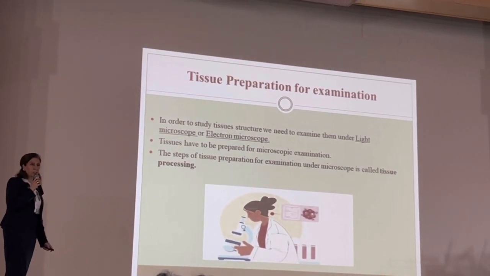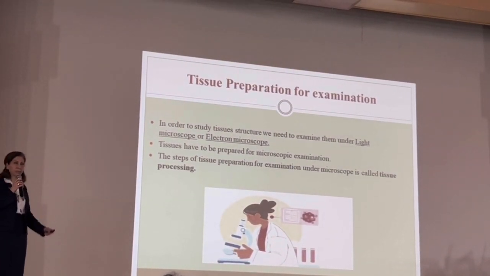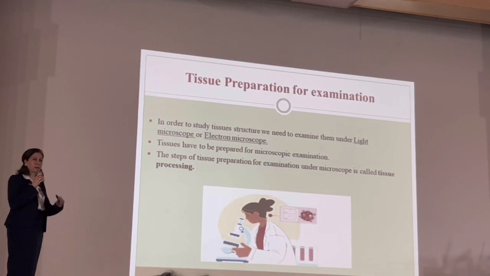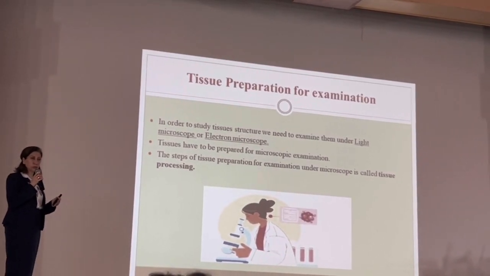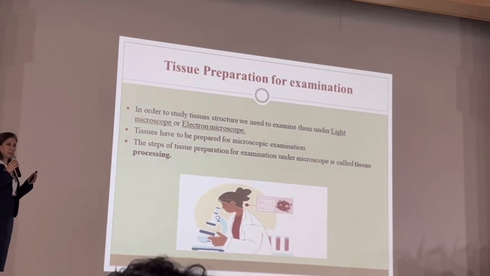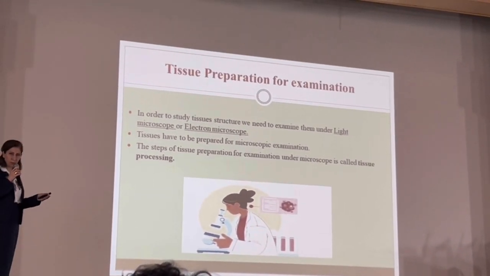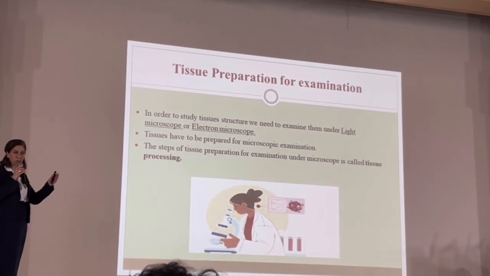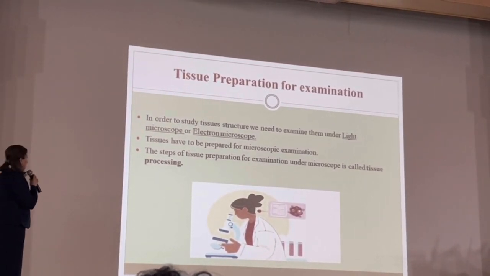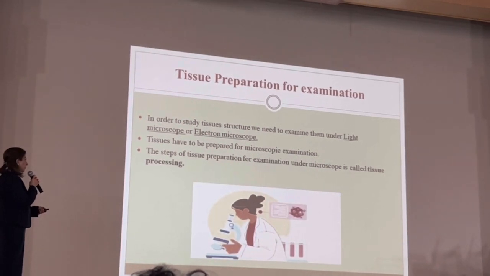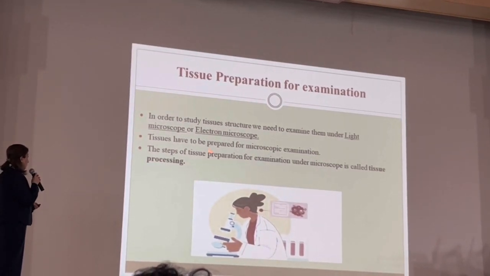Regarding the tissue preparation, all of you have attended the practical session today, so you have a brief description of the process of tissue processing. What is the reason that we process tissues before examination, and the general steps of tissue preparation. In order to study the tissue structure, we need to examine them under the light microscope and electron microscope.